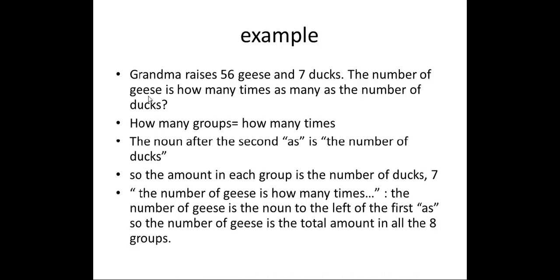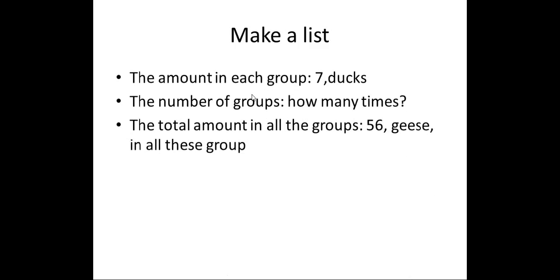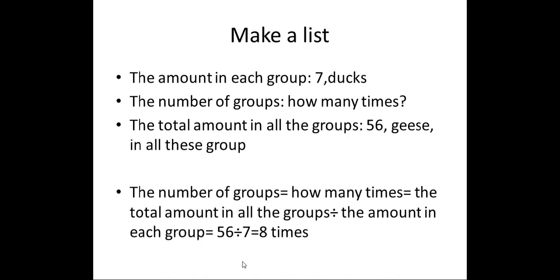So just now we were able to find the 3 elements. Of course, students, how many times means how many groups. So we're supposed to solve for the number of groups in this specific example. Now let's look at the 3 elements. How do you find the number of groups? We divide the amount in each group into the total amount in all the groups. So the number of geese is 8 times the number of ducks.